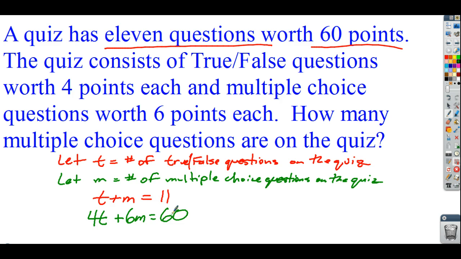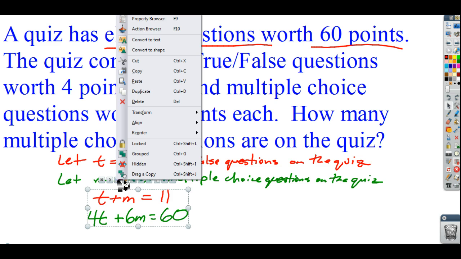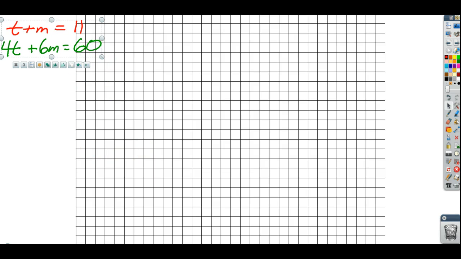Okay, so now I have two equations, and what I'm going to do is copy these and bring them over to the next page. Okay, and we're going to go ahead and graph these. So here are my equations. I'll paste these in here. Okay, so I have t plus m is equal to 11, and then 4t plus 6m is equal to 60.